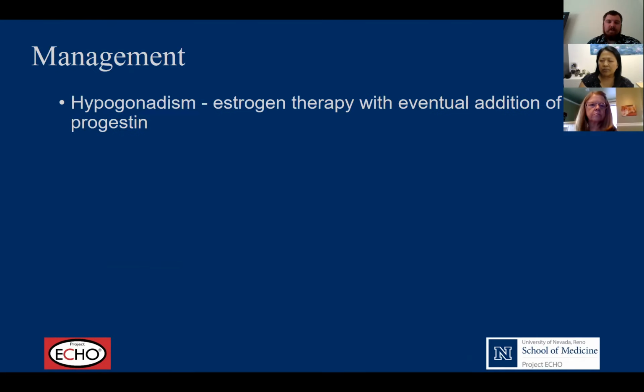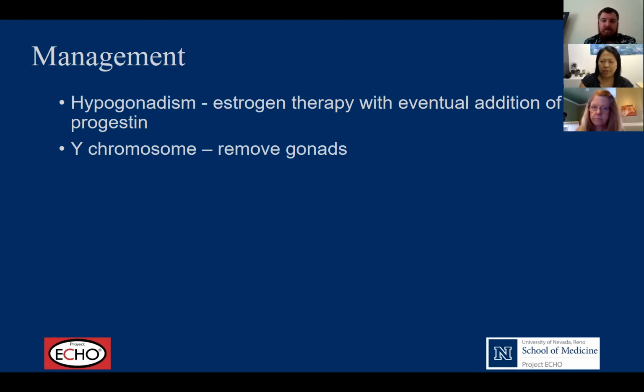All right, management. If you figure out that an adolescent has hypogonadism, they're going to need estrogen therapy with progesterone eventually. I mean, these are cases that honestly I will involve my endocrine colleagues. I wouldn't do this myself. If it turns out the patient is XY or genetically male, but they are phenotypically female in the conditions that we talked about, the gonads need to be removed because they are sources for cancer in the future.